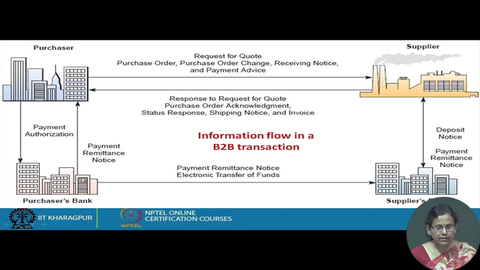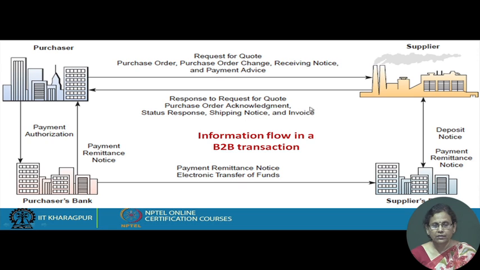your purchaser's bank gets the payment authorization, it sends the remittance notice to the purchaser, as well as it gives the appropriate notice for electronic funds transfer to the supplier's bank, and the fund electronically gets transferred, and finally the payment details are sent to the supplier. So, in this particular environment, as we have already discussed in the earlier class, in a supply chain network, not only information flows, three things flow. One is information, second is material, third is money.